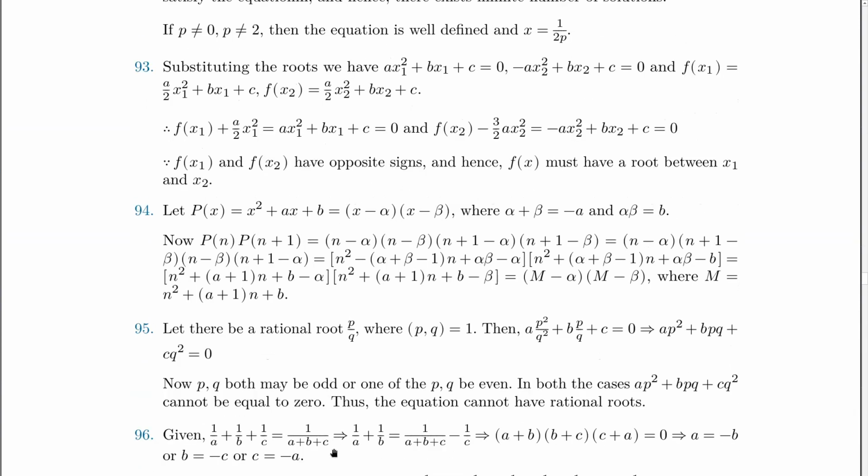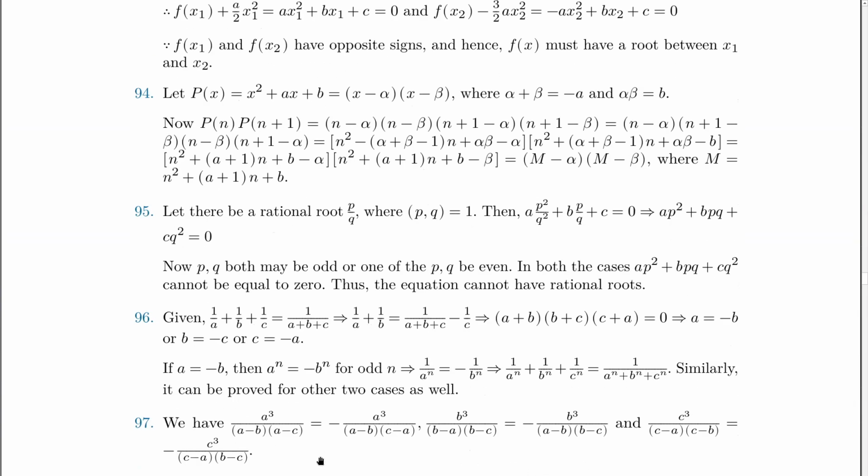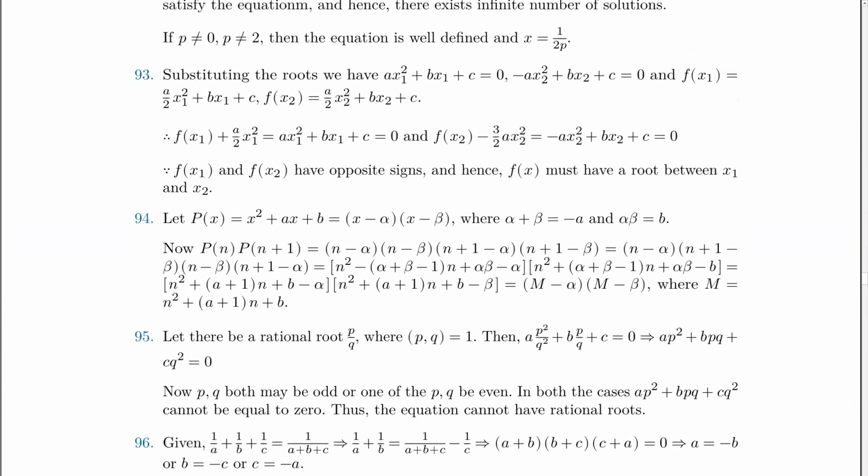So, from the given condition, what we do is we bring 1/c to the right hand side, and then the equation becomes (a+b)(b+c)(c+a) = 0. So either a = -b, or b = -c, or c = -a. Now if a = -b, then a^n = -b^n for odd n.